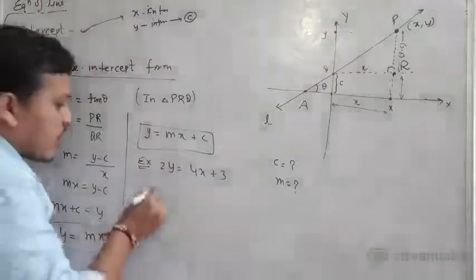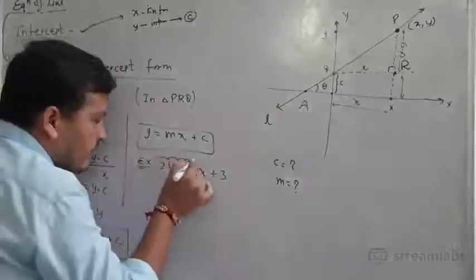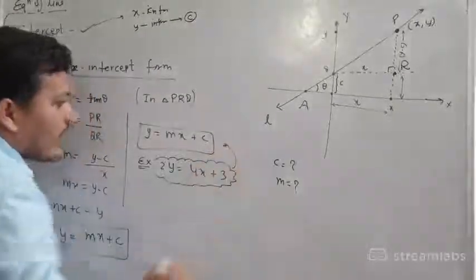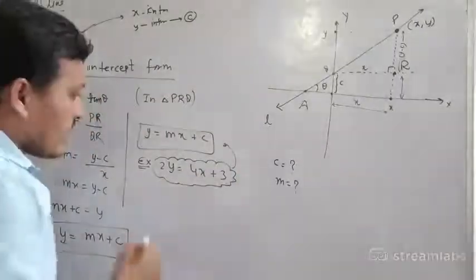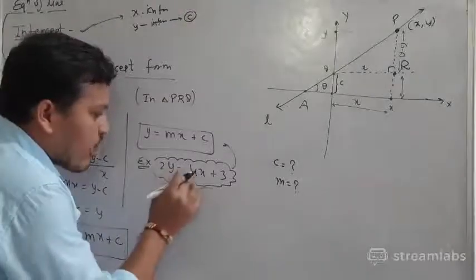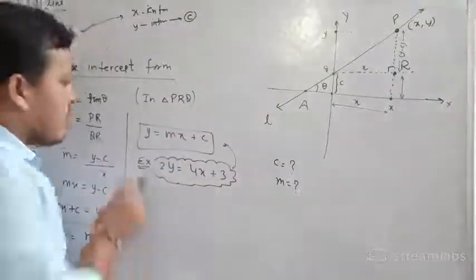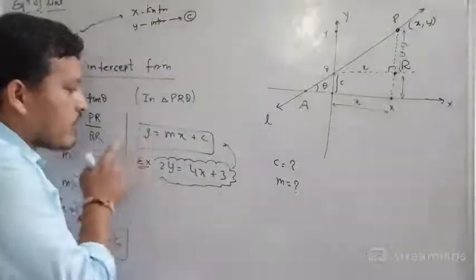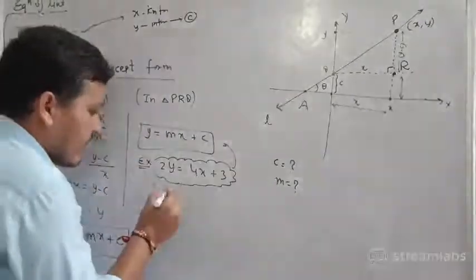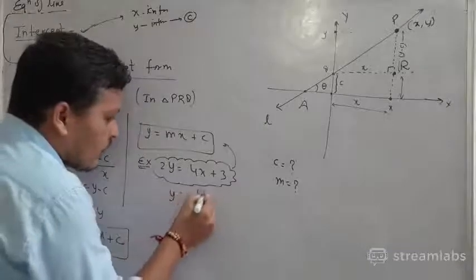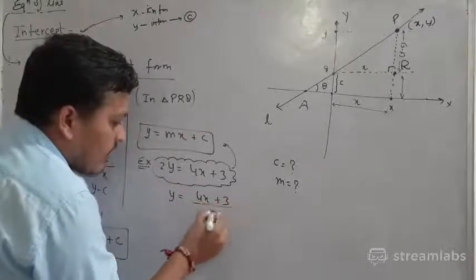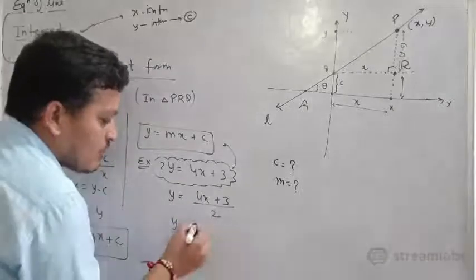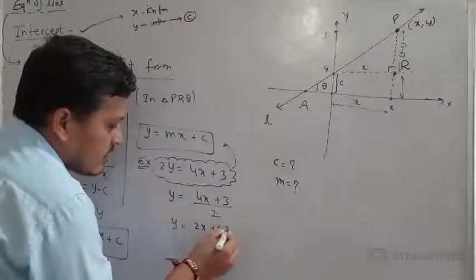First of all, arrange the given equation in the form of y is equal to mx plus c. So how can you arrange it? 2y is equal to 4x plus 3, but y should be single here, meaning the coefficient of y is 1. So we can write y is equal to (4x plus 3) divided by 2. So y is equal to 2x plus 3 by 2.